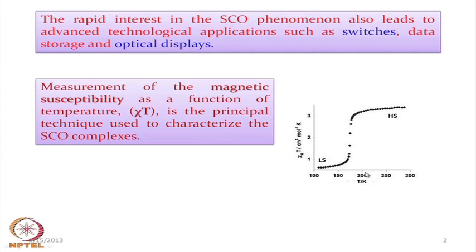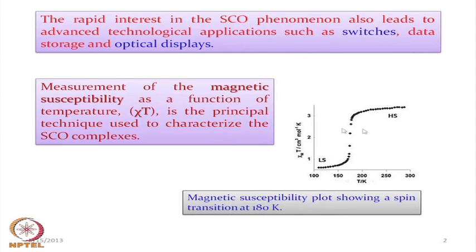As we cross 200 Kelvin, there is a marginal change in the corresponding magnetic moment value, which means the magnetic moment value at the high spin state has been saturated. So, this particular temperature range of 170 to 180 Kelvin is the typical range for the corresponding spin transition. This is the region where we can assume that spin crossover is taking place between the low spin state and the high spin state.